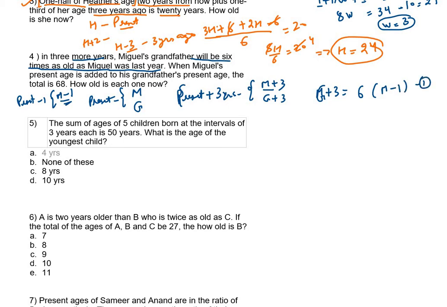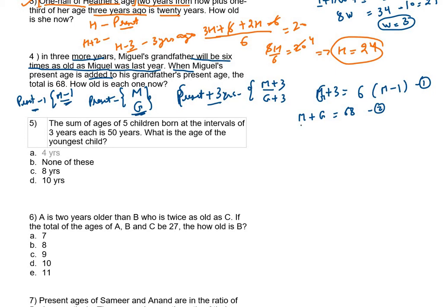Now in the second line they have given when Miguel's present age is added to his grandfather's present age. So here we have their present ages. So m plus g, the total is 68, right? So we have everything written in front of us: present age, their ages after 3 years, and Miguel's age 1 year ago, and we were able to make the first equation, and now the second equation. So we have two equations in m and g. What we have to find is how old is each one now? We have to find both, so we can solve it in any way.